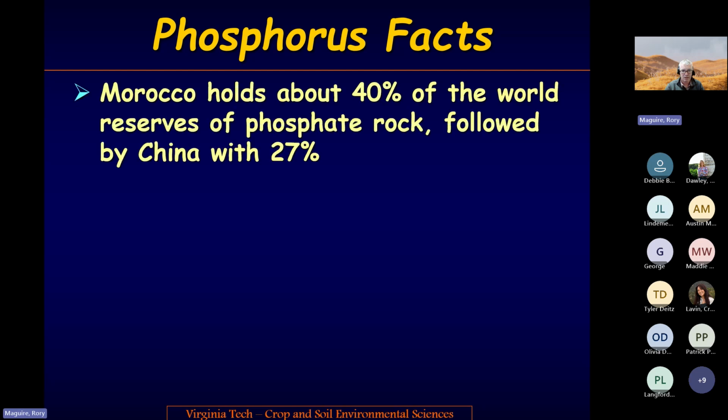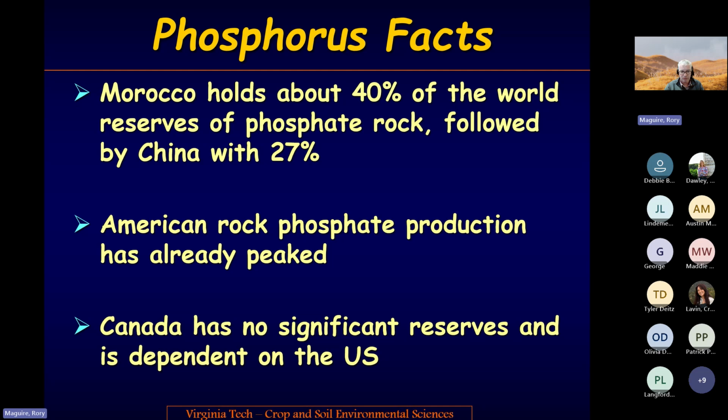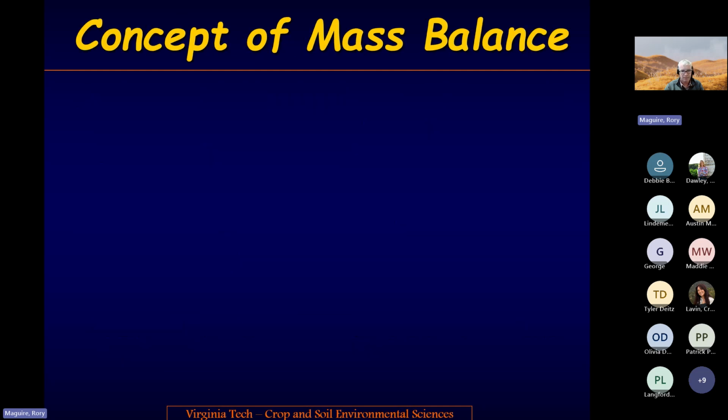Some more phosphorus facts. We have historically mined a lot of phosphorus in America. Now, looking into the future, Morocco is probably going to be a major source for us. It holds about 40% of the world reserves. It's also very dry, so they don't have any water quality problems because they don't have any water. They can mine it in fairly arid areas. Our phosphorus production has already peaked and it's in decline. Canada doesn't have any reserves. They get theirs from ours or increasingly from Morocco and other places.